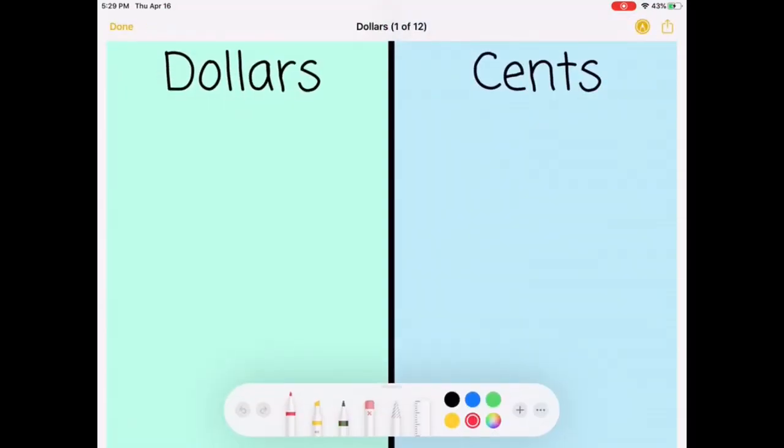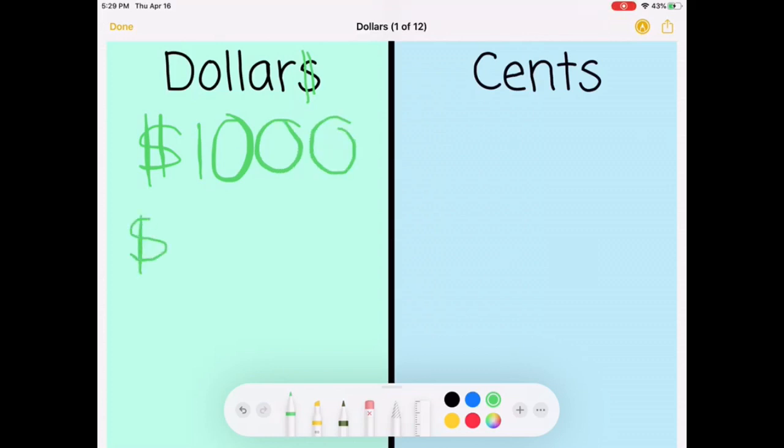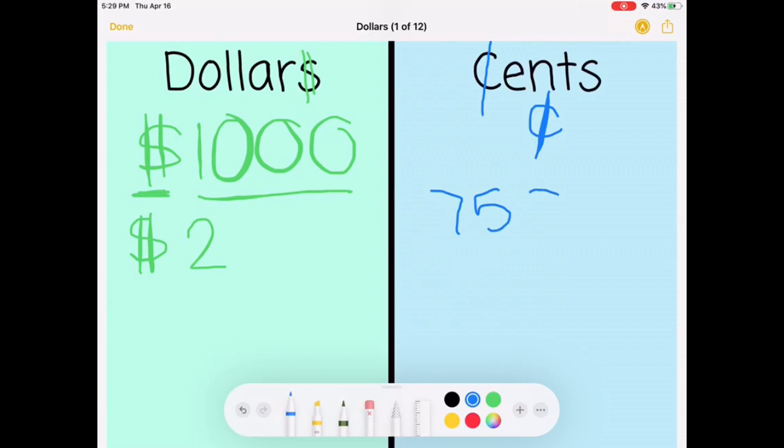Okay, boys and girls, here is a review before you get started on some problems. Remember that when you use dollars, you're going to use the dollar sign. Even if you have $1,000 or if you have $2. It doesn't matter how big it is. You always write the sign first and then the number. And then when you're writing with cents, you use the cent sign, which is a C and a dash through it. So if you have 75 cents, you would write 75, then cents. If you have 32 cents, you would write 32 and then the cent sign.